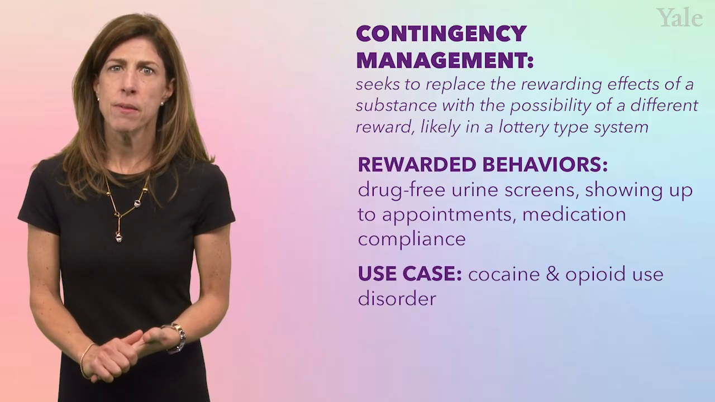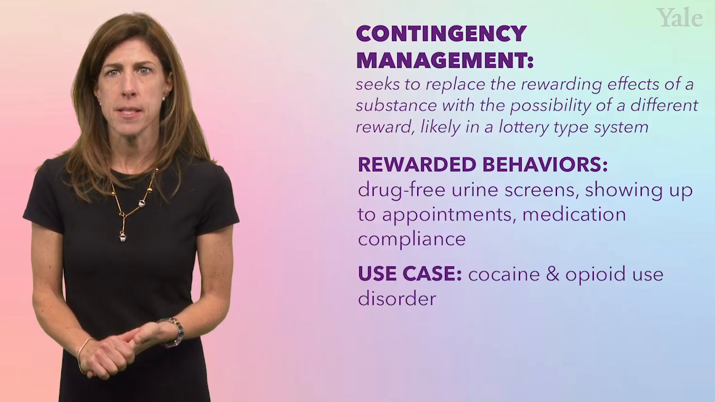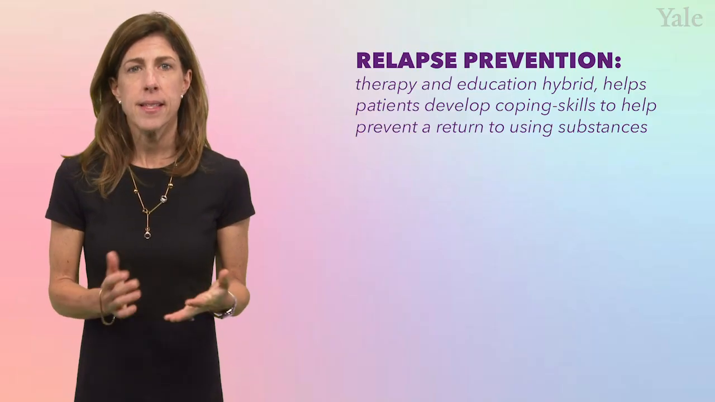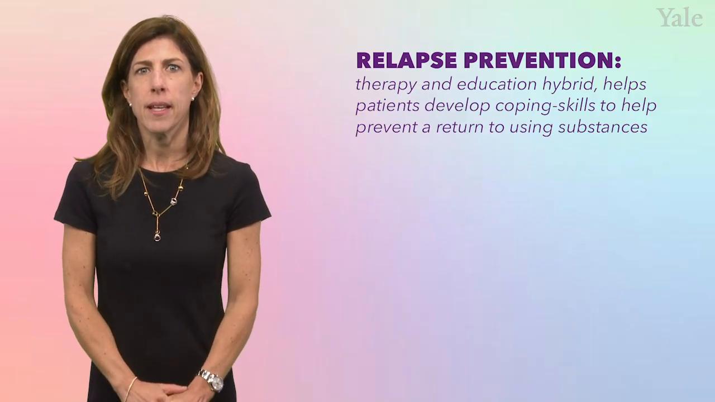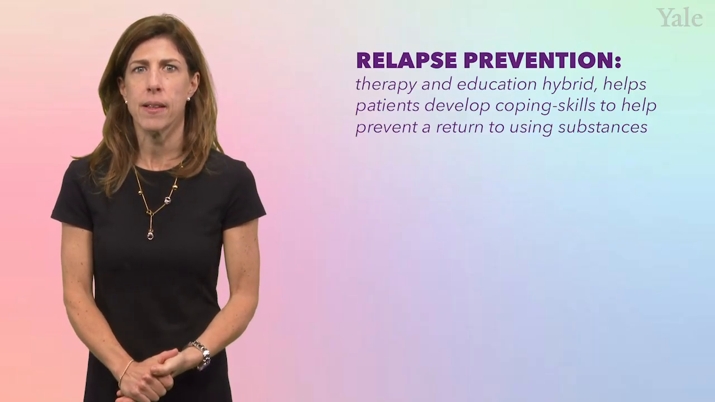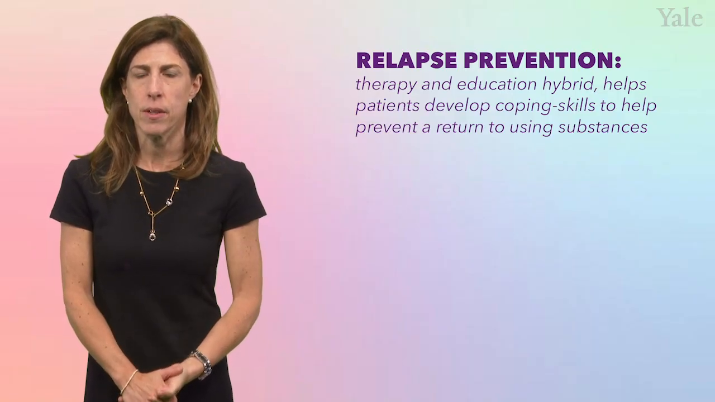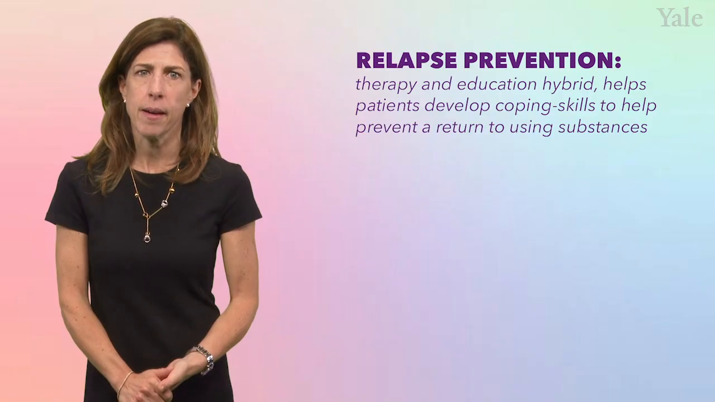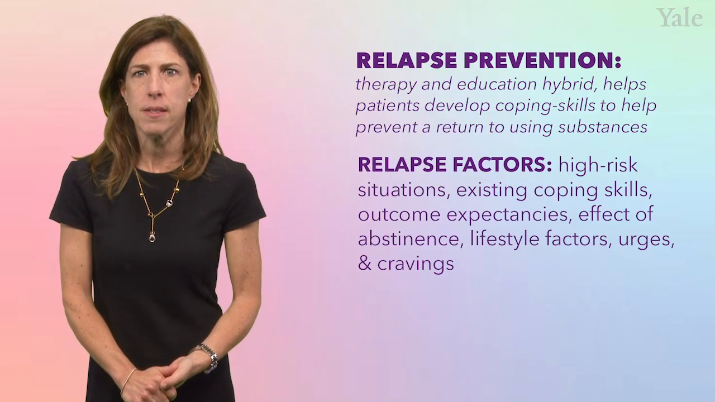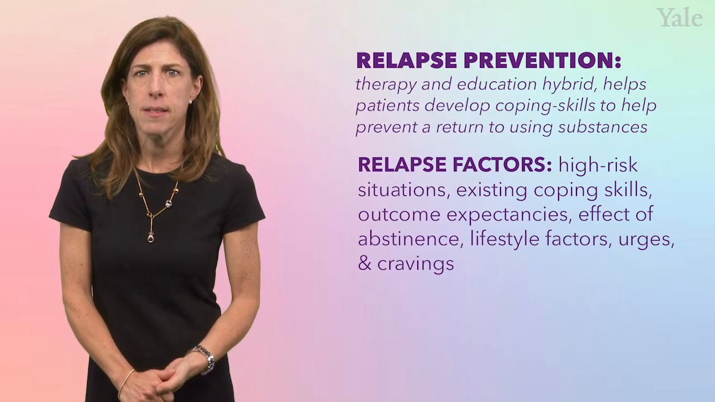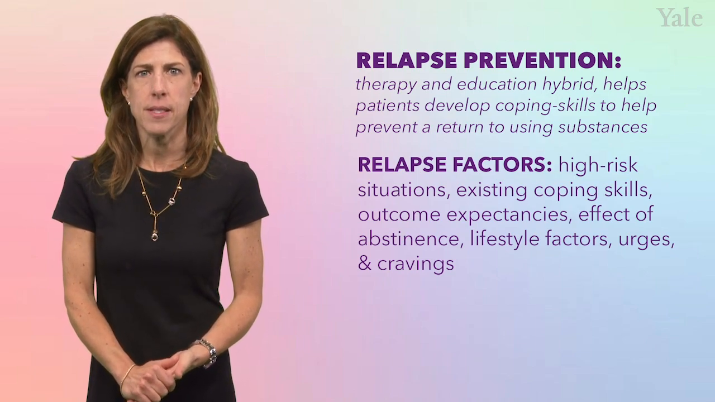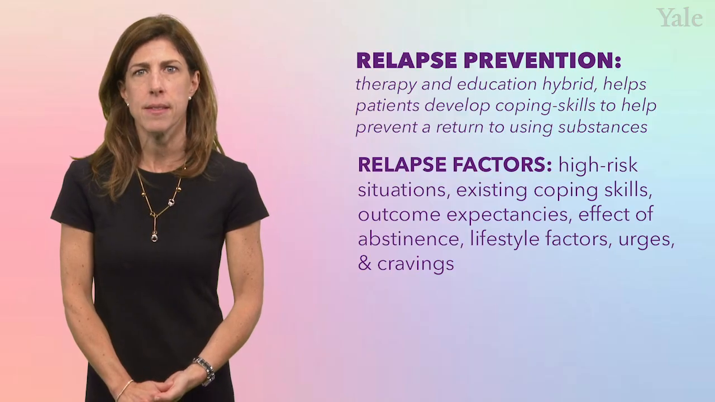Contingency management has been found to have more robust results for substances such as cocaine and opioids. Another CBT approach is relapse prevention. As the name suggests, this therapy, an education hybrid, helps patients develop coping skills to help prevent a return to using substances. It looks at elements that contribute to relapse, including high-risk situations, coping skills that the patient has, outcome expectancies, the effect of abstinence, as well as lifestyle factors, urges, and cravings.